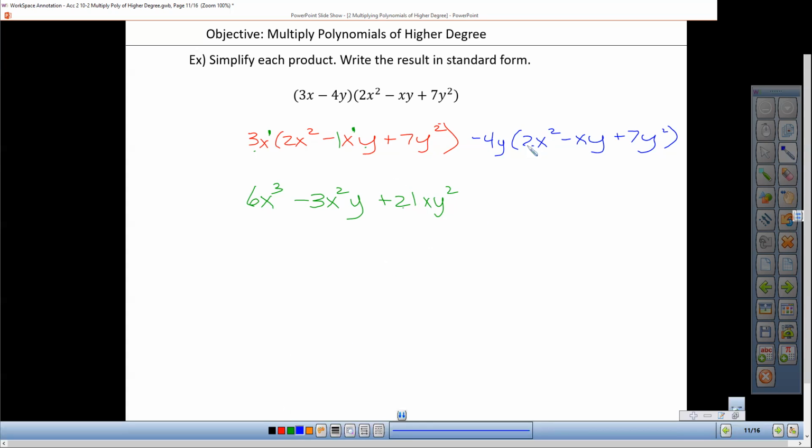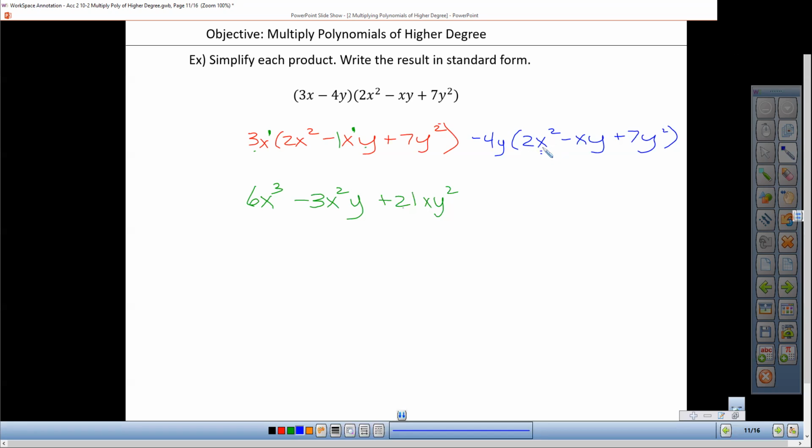So now I'm going to distribute the negative 4y. So I get a negative 8, and here I've got y times x squared. Those again, I can't add those exponents together because one's y, one's x. But when I write them, I should write the x term, or the x factor rather, first, because it's alphabetical for standard form with an individual term.